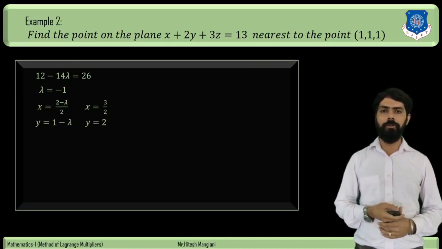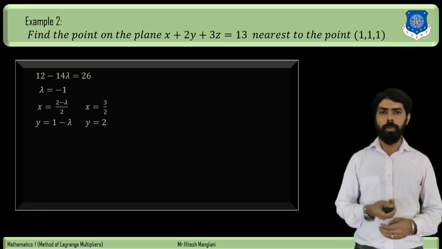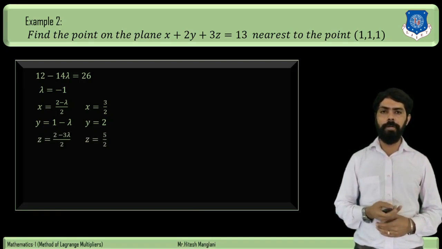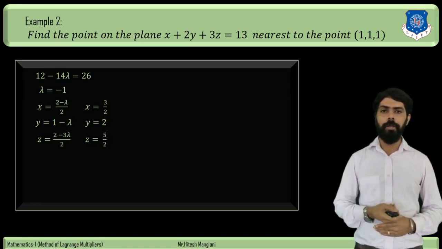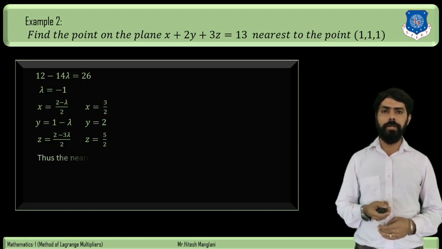In the same way we know that y is equal to 1 minus lambda and the value of lambda is minus 1. So y is equal to 2. In the same way we know that z is equal to (2 minus 3 lambda) divided by 2. So here the value of lambda is minus 1. Therefore z will be 5 divided by 2. So these are the answers for x, y and z.